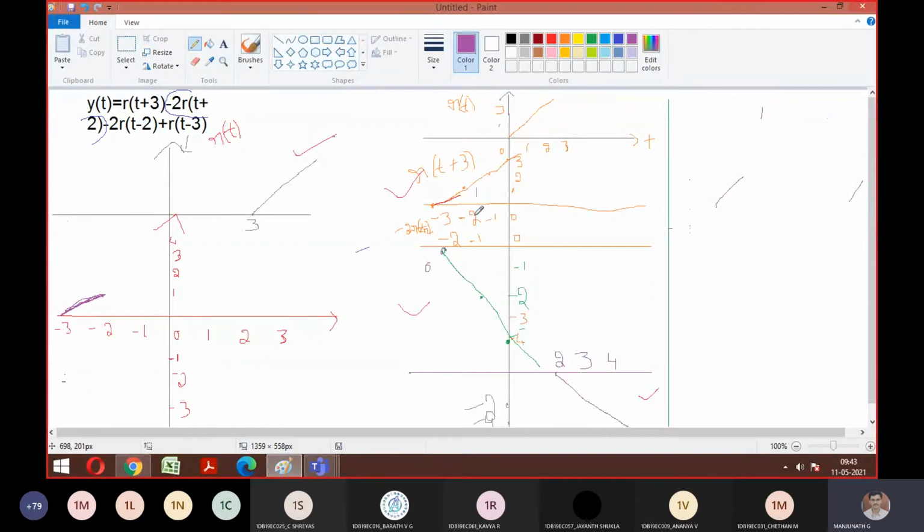What is happening here? From -2 to -1, it is decreasing. Yes or no? What is the amplitude? It should be -2. So +2 and -2 get cancelled, it just means it is going to be constant. So from -2 to -1, the signal remains in the same position.